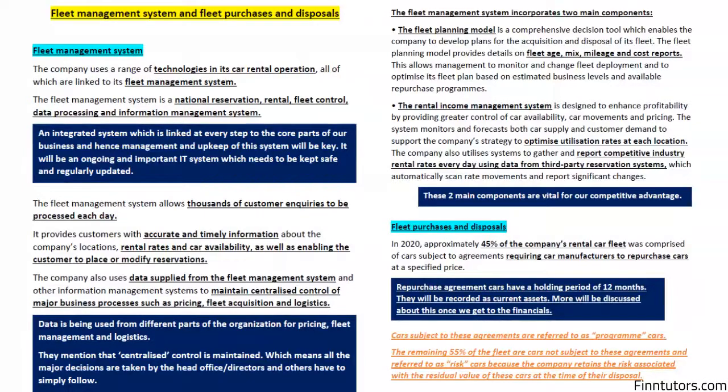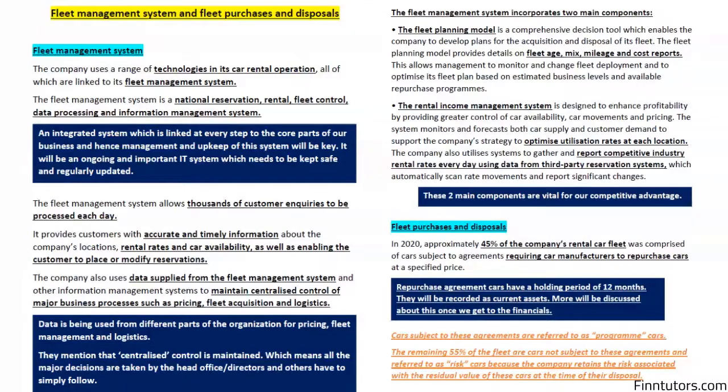Now, repurchase agreement cars have a holding period of 12 months. They will be recorded as current assets because it's under the period of 12 months. More will be discussed about this once we get to the financials. But just know that any car that has a repurchase agreement of less than 12 months is recorded as current assets. Vital to know the terminology.